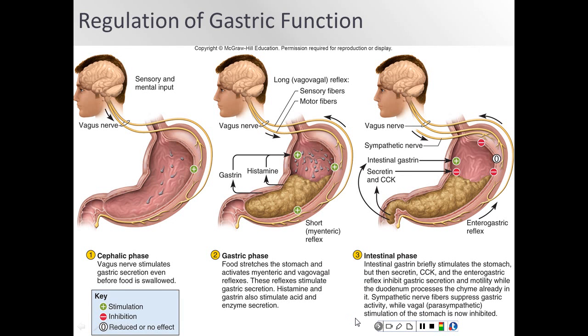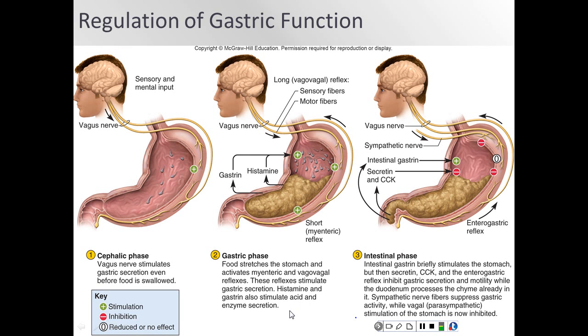Alright, so let's continue. We talked about the three chemicals, the acetylcholine, the histamine, and the gastrin. That's going to be chiefly stimulated by the gastric secretion. Okay, we're still in this phase here. Now, all three are going to stimulate the parietal cells to secrete hydrochloric acid and the intrinsic factor.